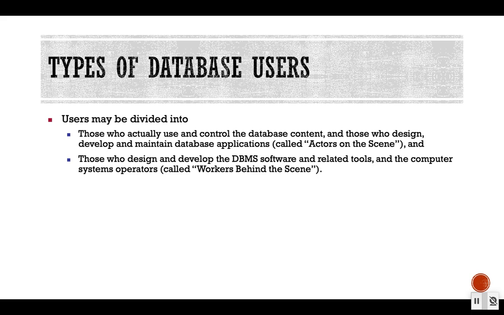So let's see different types of database users. The users who use the database can be divided into two major types. One type is those who use and control the database content, and those who design, develop and maintain the database application. They are known as actors on the scene. They will be responsible for creating the database content, and they will design and develop the database application.